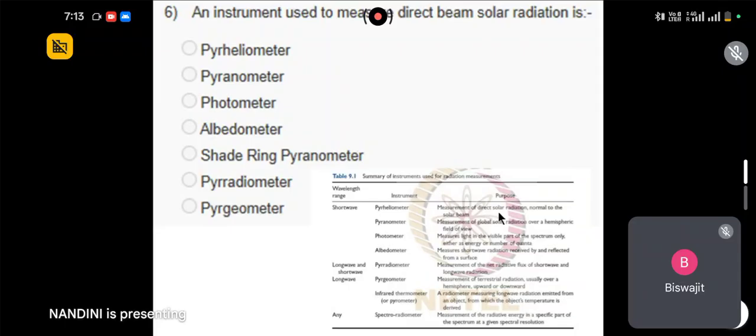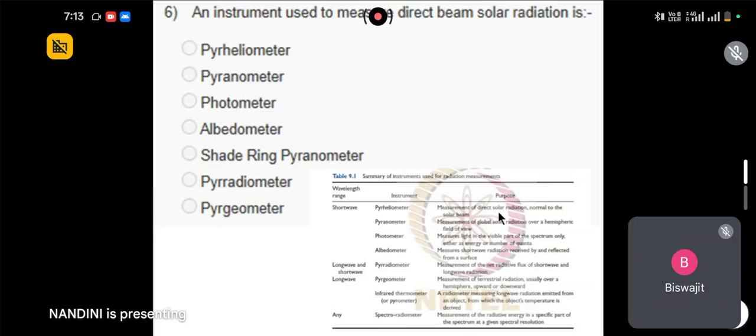Pyrgeometer is also easy because geo is basically the terrestrial radiation. So the pyrgeometer will give you the terrestrial radiation. And the infrared thermometer: Earth emits radiation in the infrared range of the spectrum. So an infrared thermometer will measure the long wave radiation being emitted from an object or from the surface of the Earth.